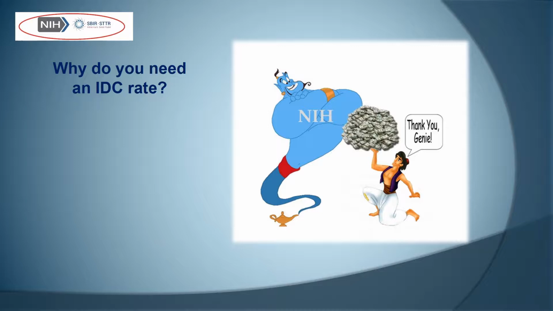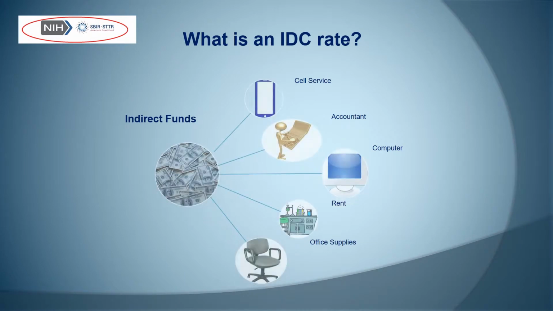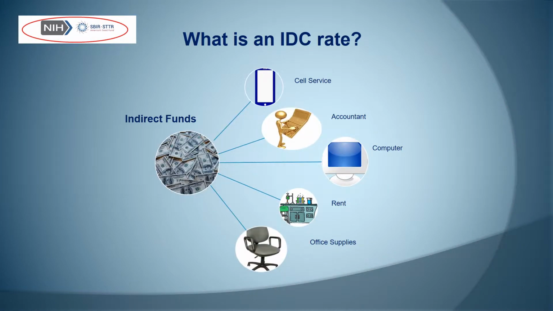Why do you need an IDC rate? After your company is awarded an NIH SBIR grant, the law requires you to annually negotiate an IDC rate. An IDC rate is the percentage of funds of a grant which are used for non-project specific expenses. These indirect funds pay for all the items and services needed to run the company, such as rent, office supplies, administrative labor, phone service, and many more.